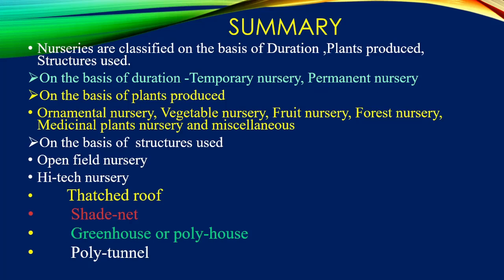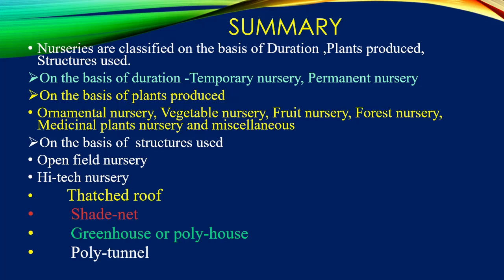Summary. Now let us recollect what you have learnt. Nurseries are classified on the basis of duration, plants produced and structures used. On the basis of duration, nurseries are classified into two types: temporary nursery and permanent nursery. On the basis of plants produced, nurseries are classified into ornamental nursery, vegetable nursery, fruit nursery, forest nursery, medicinal plants nursery and miscellaneous nurseries. On the basis of structures used, there are two types of nurseries.